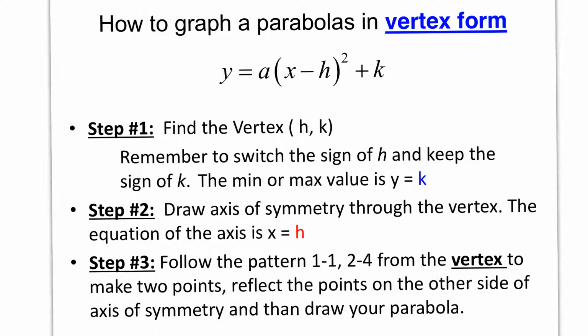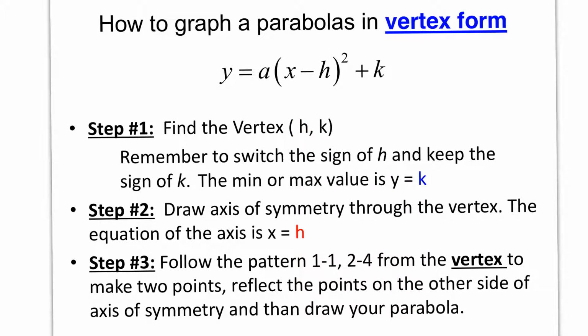If you guys want to find the minimum or maximum value, well, that's going to be your k value in your vertex, which is the same thing here or here. So y, for the min or max, y equals your k value. Step number 2, you need to draw your axis of symmetry through the vertex, and it's going to be a dashed vertical line through the vertex. And if they ask for the equation of the axis of symmetry, well, your equation will be x equals your h value, which is the one here.